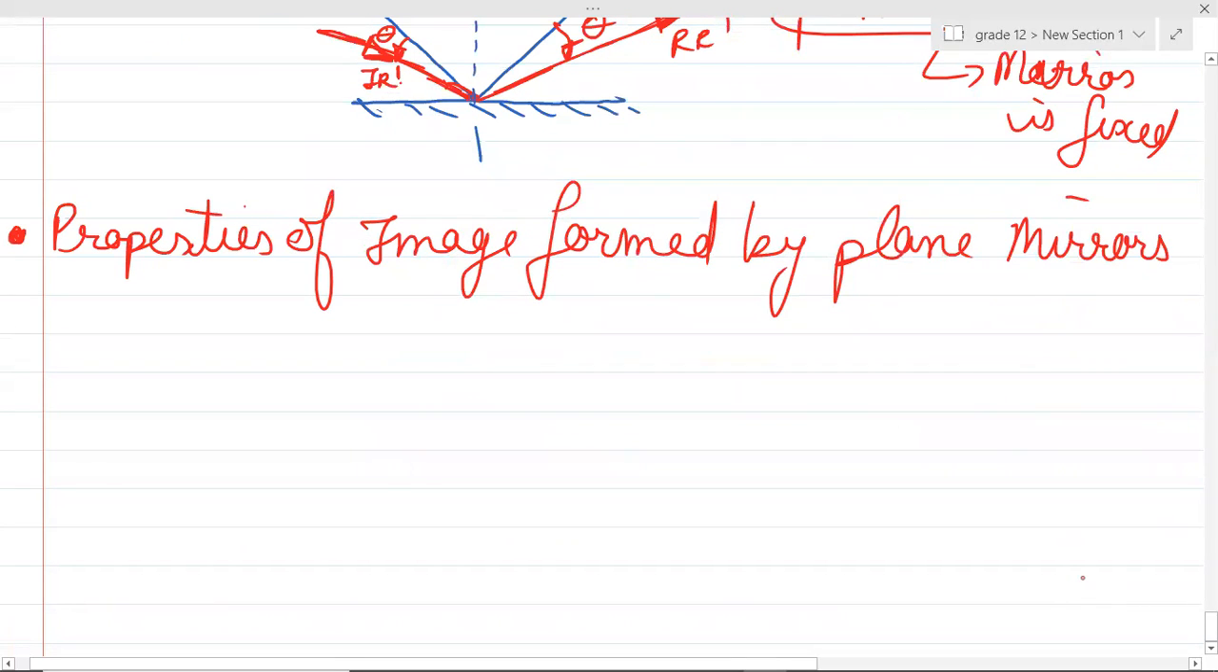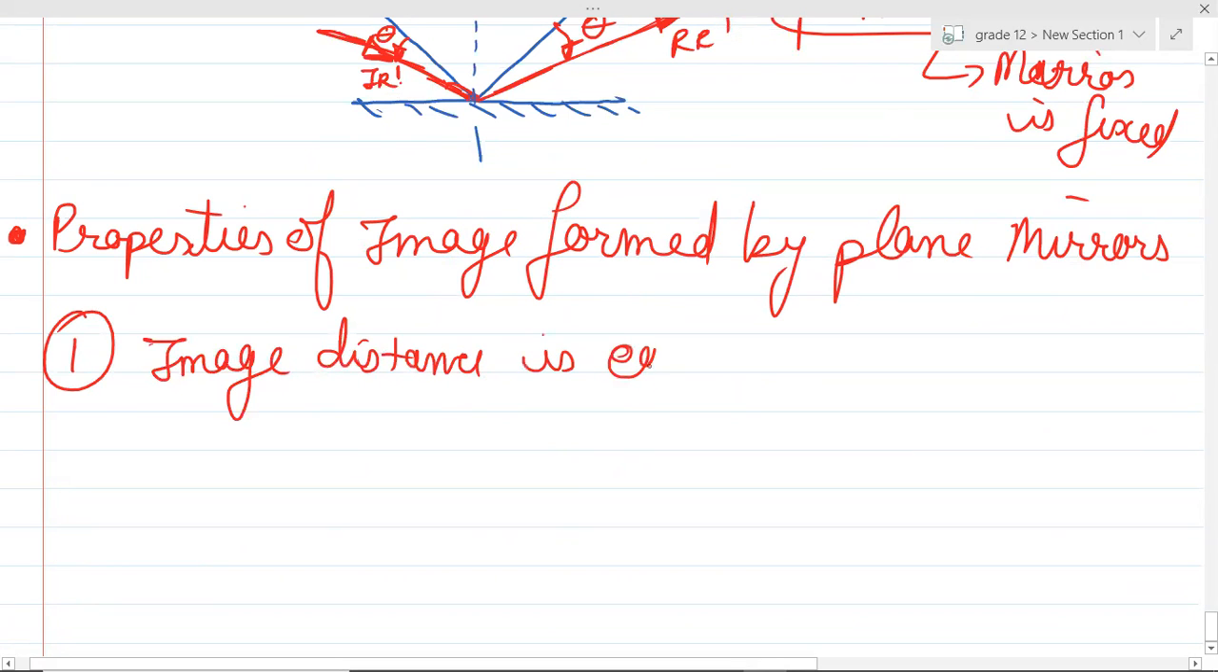So, properties of image formed by plane mirror. First, the image distance is equal to the object distance.